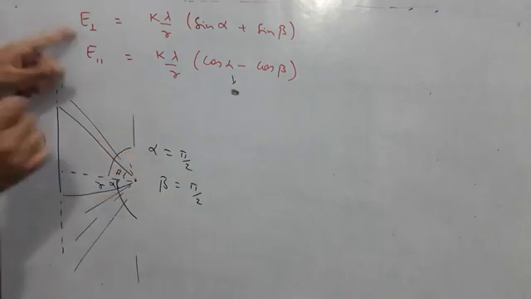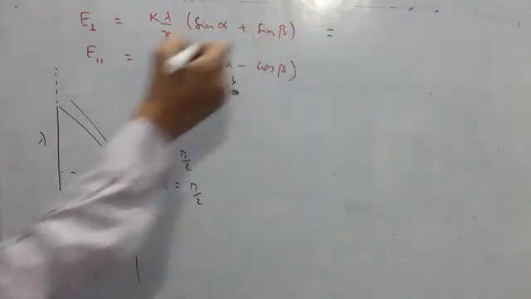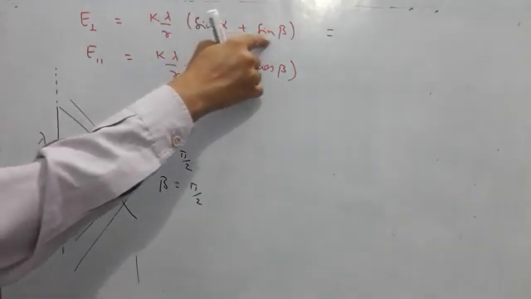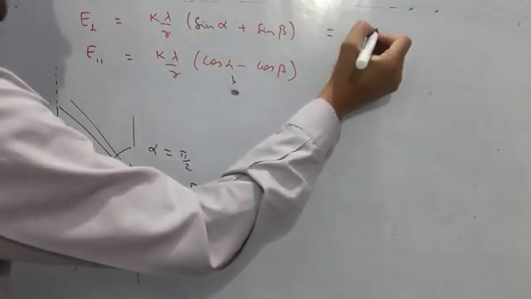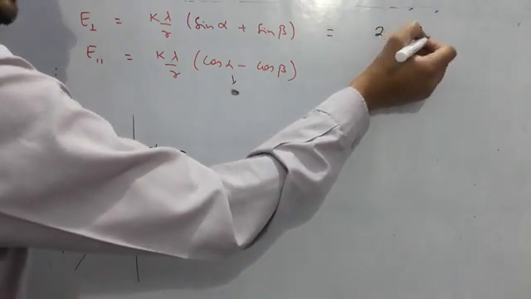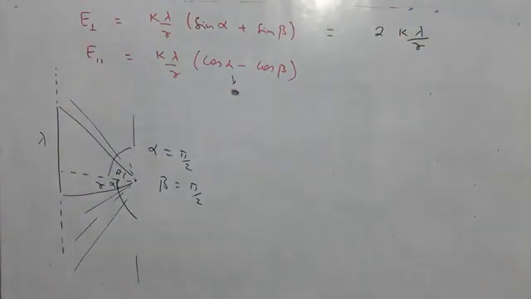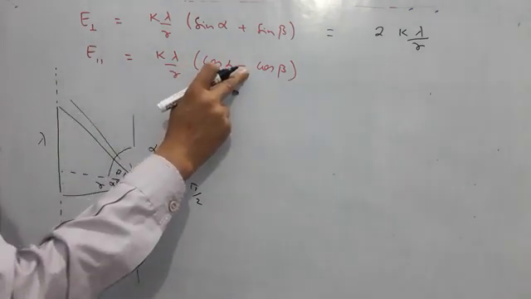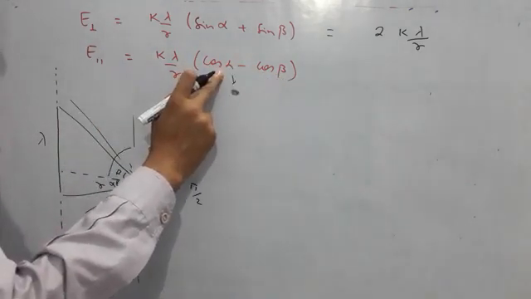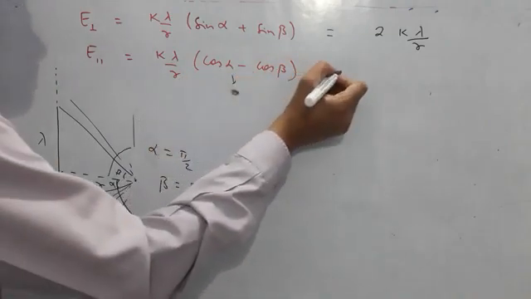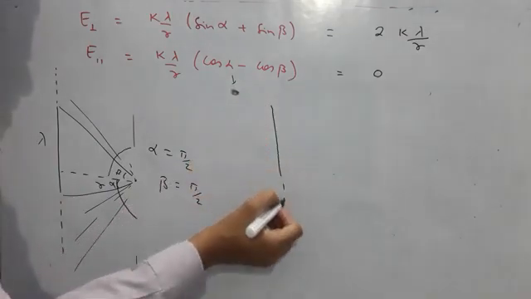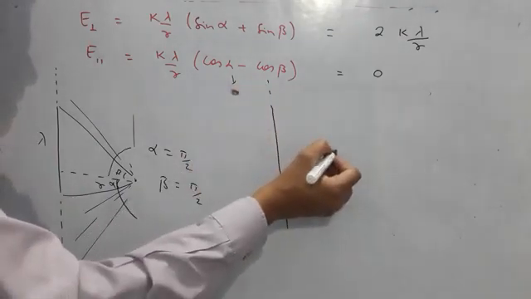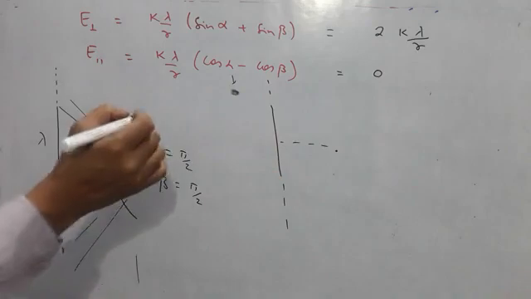Putting these two values, you can see E perpendicular will become how much? Sin pi by 2 plus sin pi by 2. Sin pi by 2 is 1, 1 plus 1 is 2, so it becomes 2k lambda upon r. And the E parallel component will become cos pi by 2 minus cos pi by 2. Cos 90 is 0. So this becomes 0.